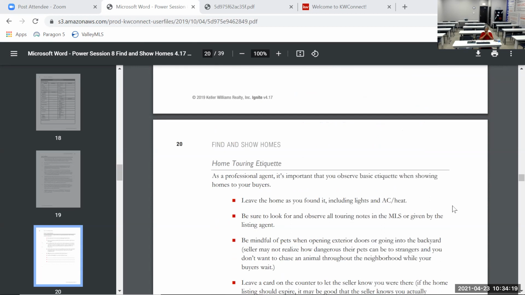Now there are some etiquettes to touring a home. Trying to keep track of the time.